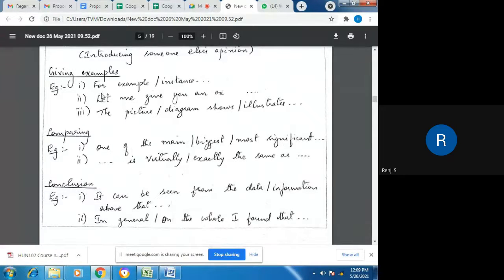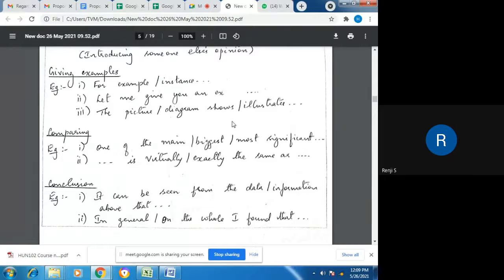Now, when you are giving examples, you can write for example, which is normally done by most of you, or you can write for instance. Instead of the word example, you can use another word, instance, for instance. So instead of always using the word example, you can just substitute it with for instance. Or you can write, let me give you an example, etc.